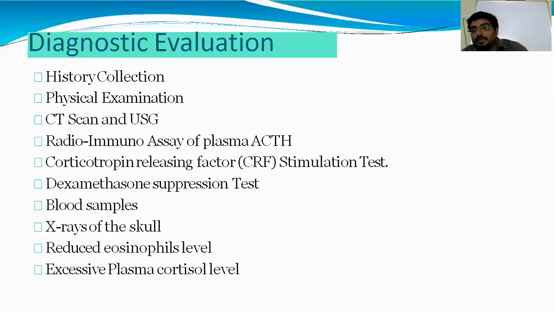And diagnostic evaluation: what are the diagnostic findings? History collection and physical examination, CT abdomen and ultrasound, a radioimmunoassay for plasma ACTH and corticotrophin releasing factor, dexamethasone suppression test, blood samples, X-ray of the skull, reduced eosinophil levels, and excessive plasma cortisol levels.